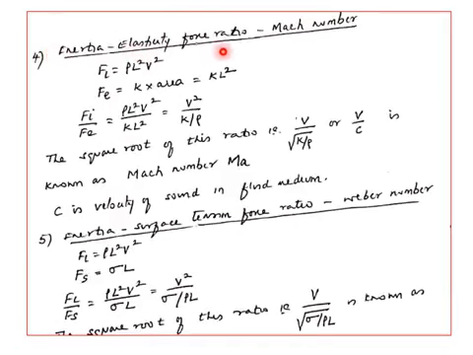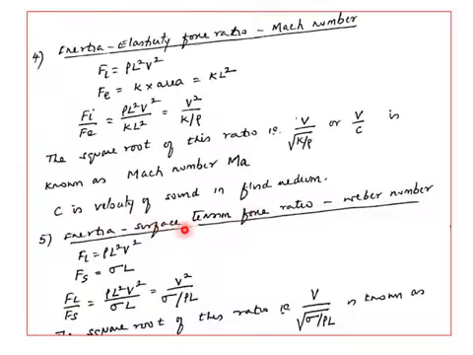Coming to inertia and elasticity forces, we have inertia force rho L square V square. Elasticity force is nothing but the bulk modulus into area, which is K into L square. So we have rho L square V square by K L square. L square cancels, so we get V square by K by rho. The square root of this ratio is known as the Mach number, and root of K by rho is also represented as C, which is the velocity of sound in the fluid medium. So V by C or V by root of K by rho is known as the Mach number.